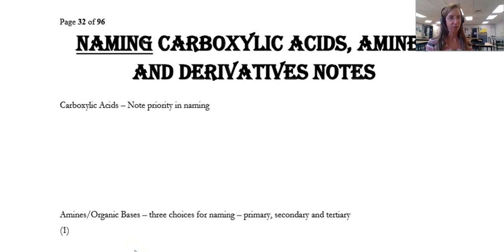This video is the start of the next section of organic chemistry, which includes carboxylic acids and organic bases, which are amines, and also things that are related to acids, acid derivatives. And so the first thing we'll see here is just about the naming. So this follows the same patterns that we've seen before.